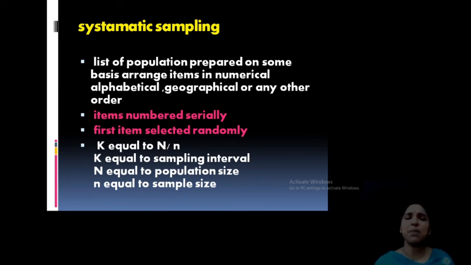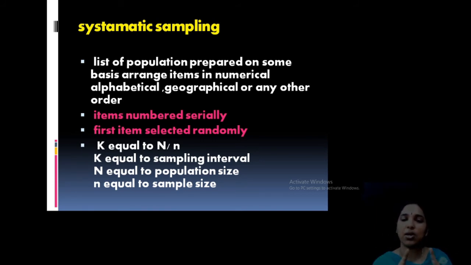It's somewhat the same as stratified sampling. Here, a list of the population is prepared on some basis. Arrange the items in numerical or alphabetical or geographical order, whatever. You arrange the population in order. Then the items are numbered serially. The first item is selected randomly. Then apply an equation, K equal to N by n.